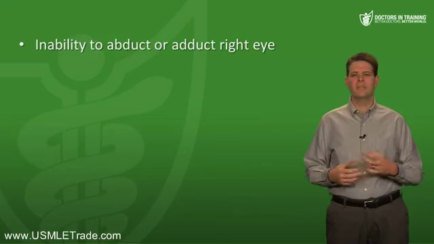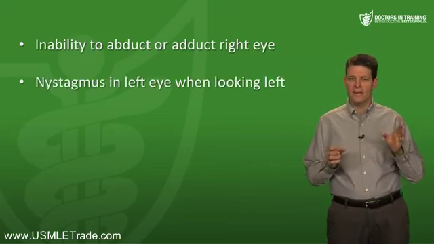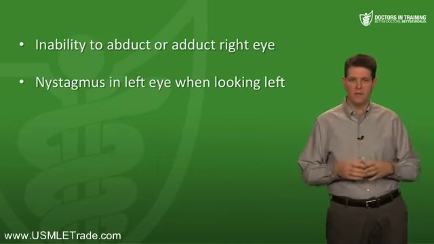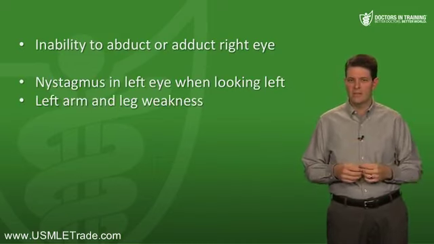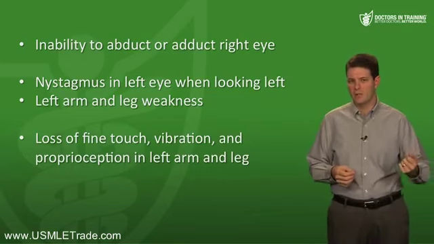uncommon. Now consider a patient who presents with inability to abduct or adduct the right eye, horizontal nystagmus in the left eye when looking to the left, arm and leg weakness, and then loss of fine touch, vibration, and proprioception in the left arm and leg.